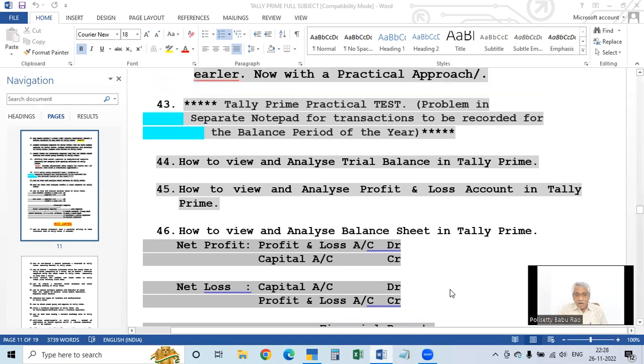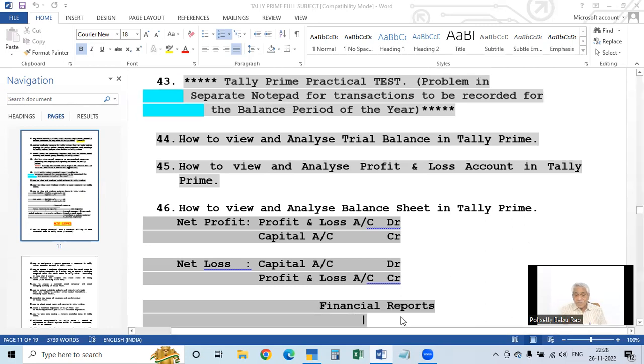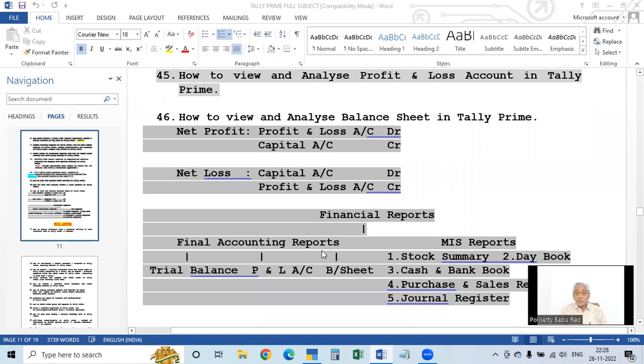Now, these financial reports. After we record the transaction, immediately, automatically, Tally will post to the ledger, it will prepare the trial balance, the profit and loss account, balance sheet, and everything. In addition to that, Tally will give many reports also. These are all called financial reports. These financial reports are divided into 2 types: final accounting reports and MIS reports, meaning management information system reports.